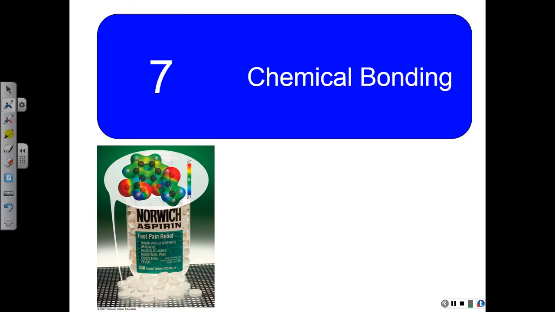Chapter 7 is about bonding. Okay, so we're finally getting into, we've looked at configurations and diagrams and talked some about valence electrons and how many electrons an atom wants to gain or lose. Okay, now we're going to see this in action where it actually makes bonds.